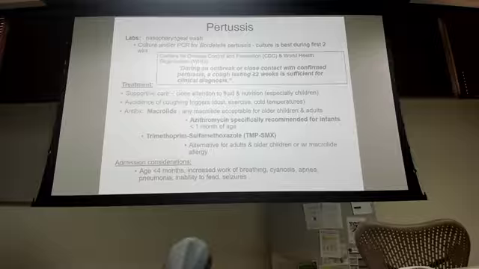Admission considerations, pretty straightforward. Age less than 4, we're going to admit them. Typically, we admit these patients, they're going to be on isolation or in a single room. They're not going to be with another patient. Now, if 2 kids have it, then all bets are off. You just throw them in there and they can have a coffee party.